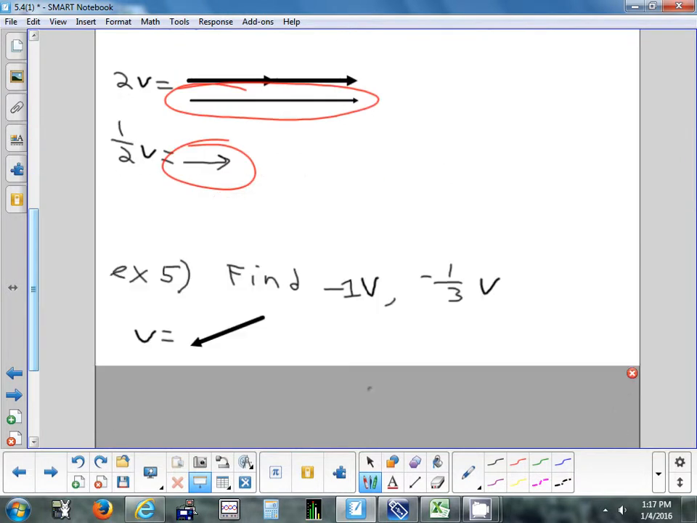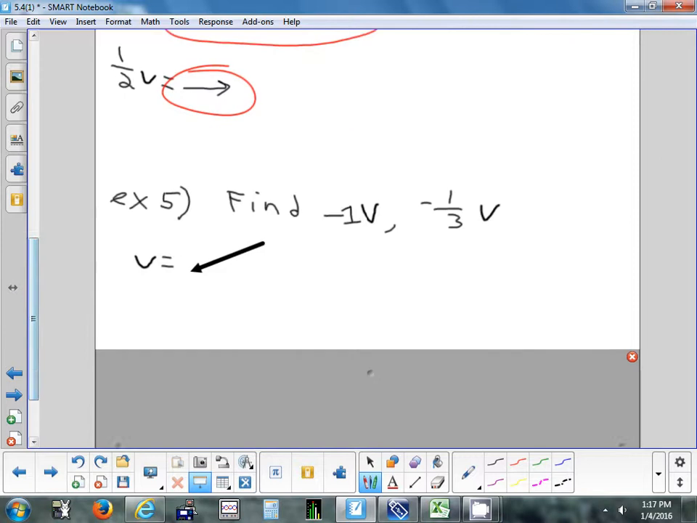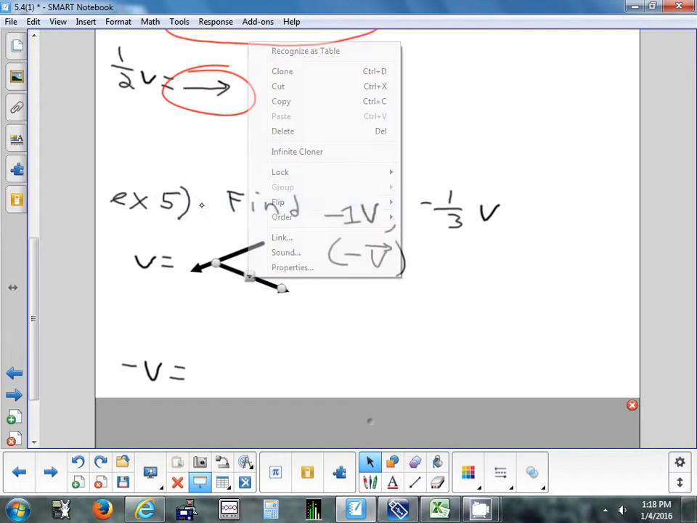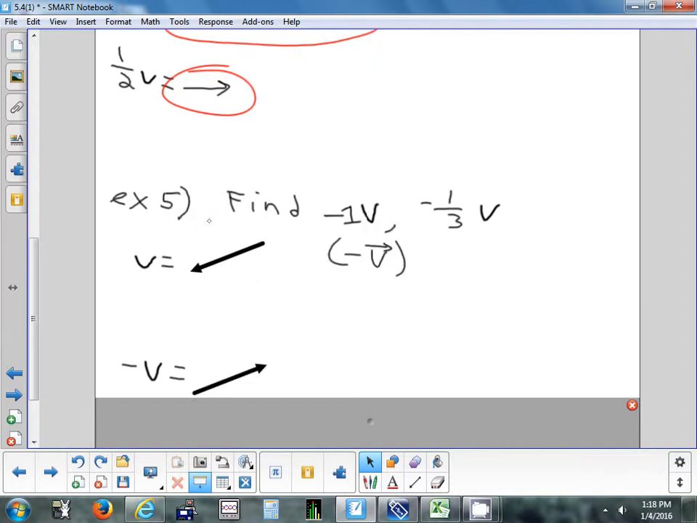All right, let's try this one. Sarah, what's going to happen here when I take V and multiply it just by -1? We're just going to switch. What's going to switch? It's going to point the other way. Multiplying by 1 doesn't change the length, but the negative changes direction. So this would be the same as -V. So again, I can flip it, and then flip it again, and there's -V.